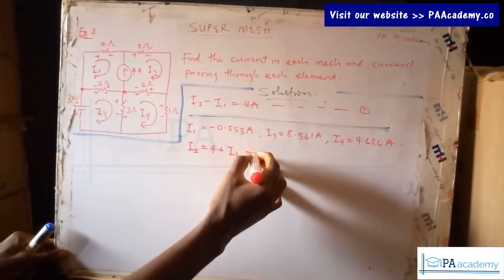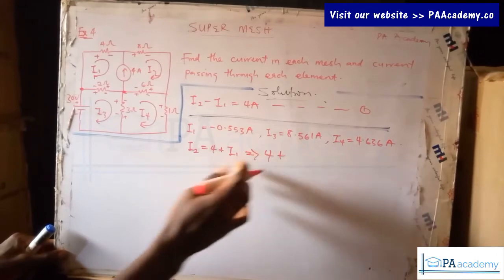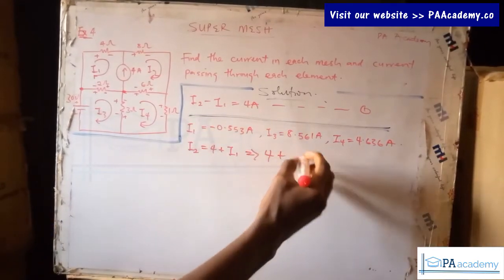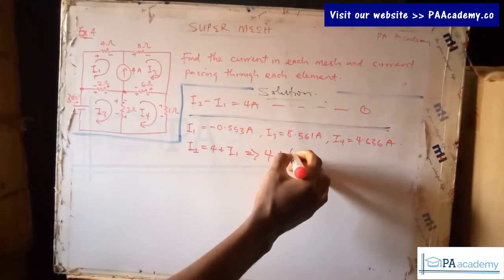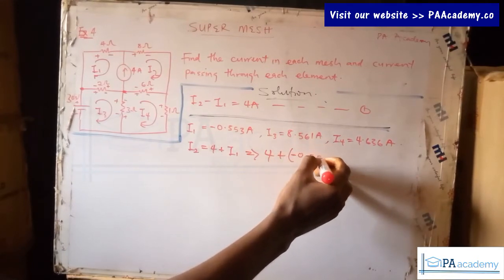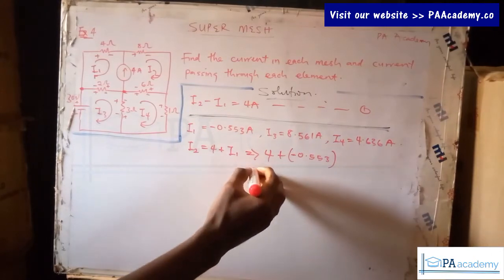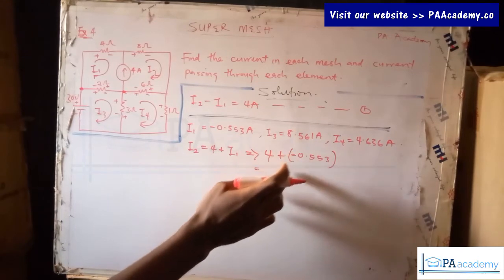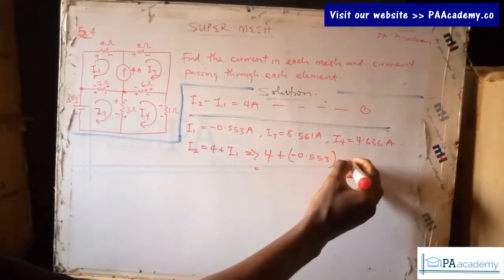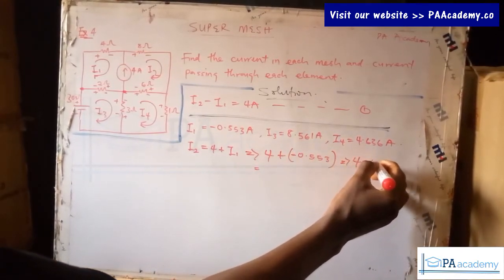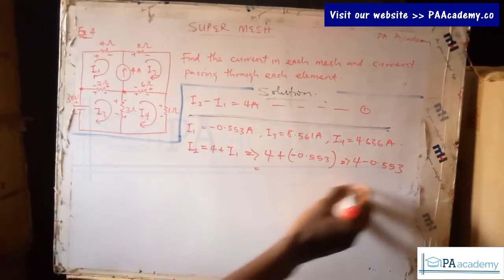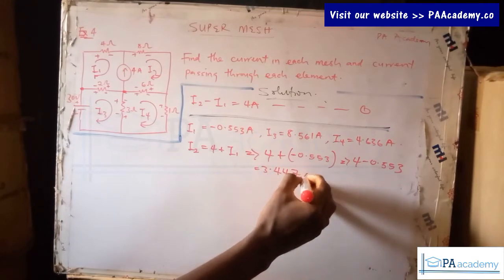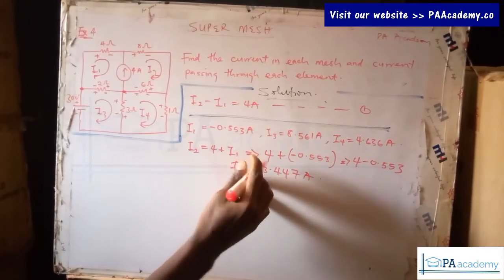So with that, we are going to have 4 plus our I1. We've gotten our I1 to be minus 0.553, so that will be plus minus 0.553. Once you do this, it is the same thing as 4 minus: this is plus and minus this is going to be minus. So that's going to be 4 minus 0.553, which gives us 3.447 amperes, which is our I2.